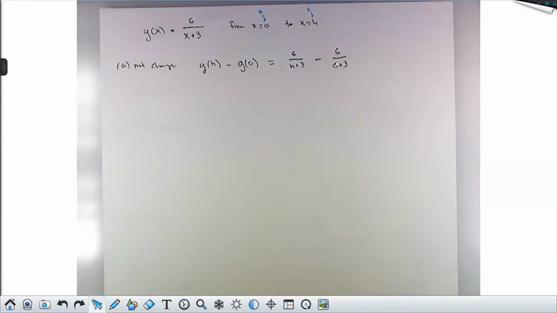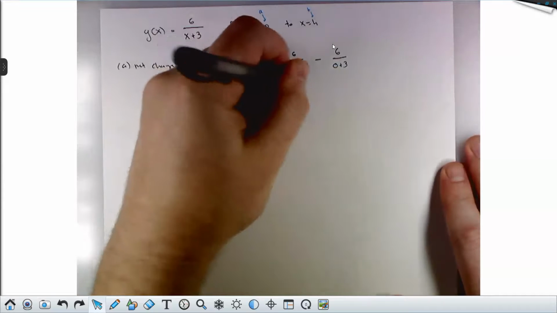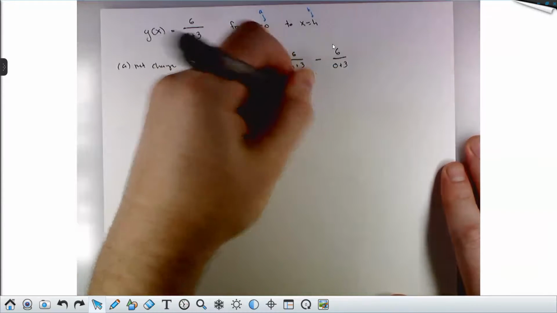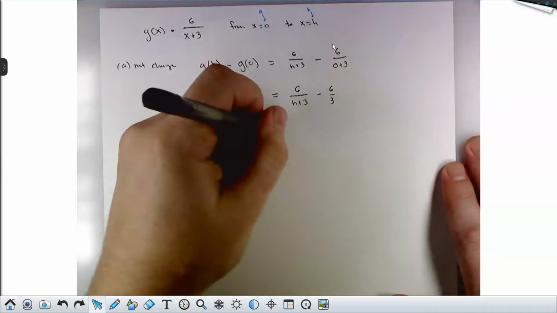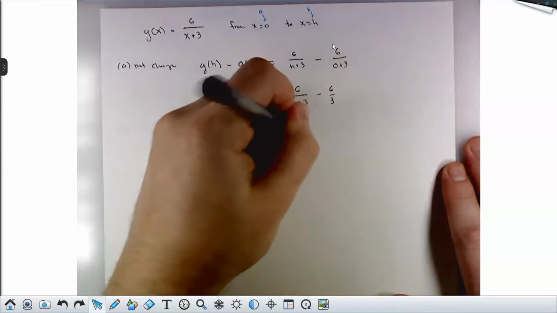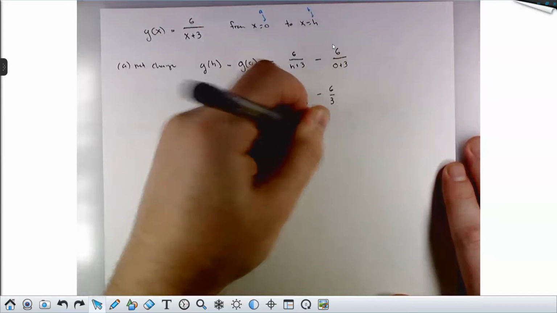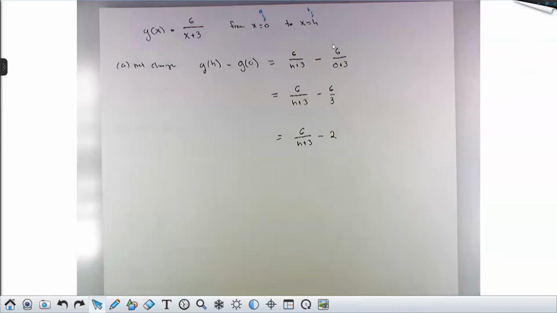So 0 plus 3 is just 3. So I could write this as 6 over h plus 3 minus 6 over 3. Then 6 over 3 is 2. So this is 6 over h plus 3 minus 2. The one that they did simplified to where they didn't have a fraction, but the one that I have has a fraction. And so that's where I'm more confused: what do I do with the fraction?